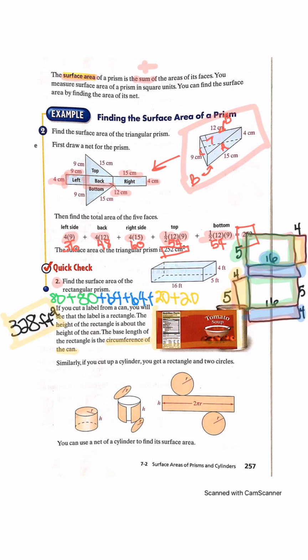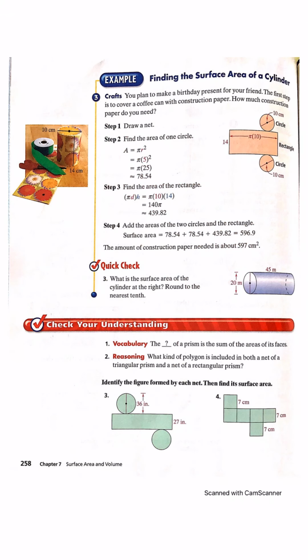Similarly, if you cut up a cylinder, you get a rectangle and 2 circles. You can use a net of a cylinder to find its surface area. So this breaks down how to find the surface area of a cylinder.